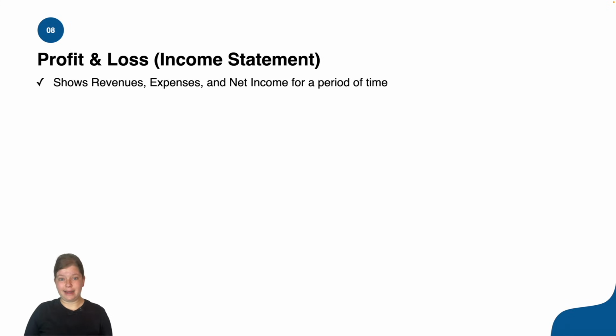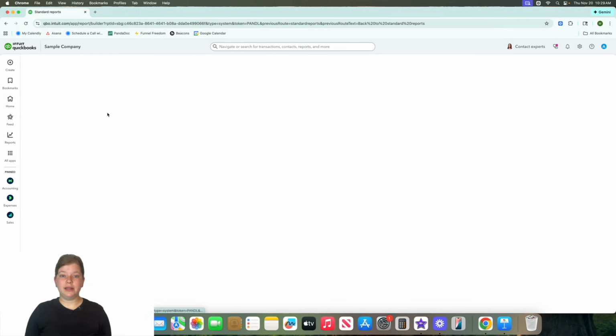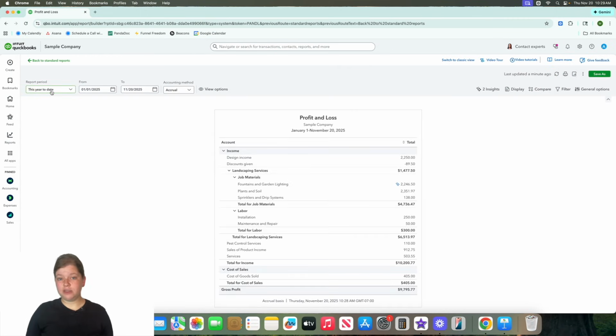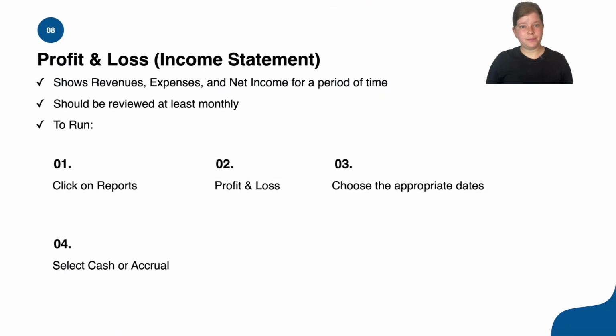Now the profit and loss, or the income statement, shows your revenue, your expenses, and net income for a period of time. So for example, you can choose just 1 month, you can choose an entire year, you can choose multiple years. And this is a report that you're going to want to review at least monthly. Now you can easily generate this report in QuickBooks by going to Reports. You're going to click on Profit and Loss. You're going to choose the appropriate dates that you're wanting to view the report from, and then you'll select cash or accrual based on how your books are set up.